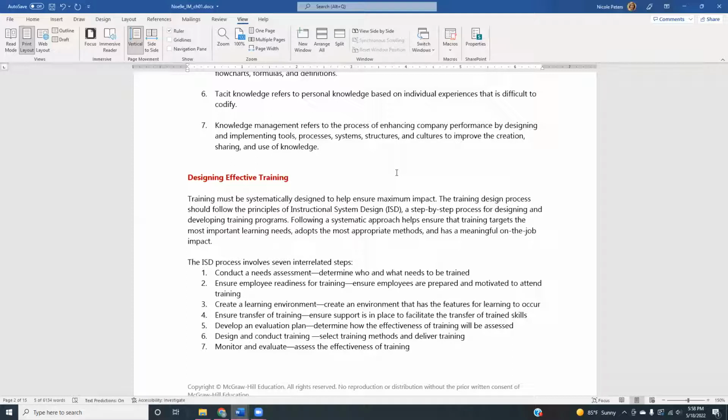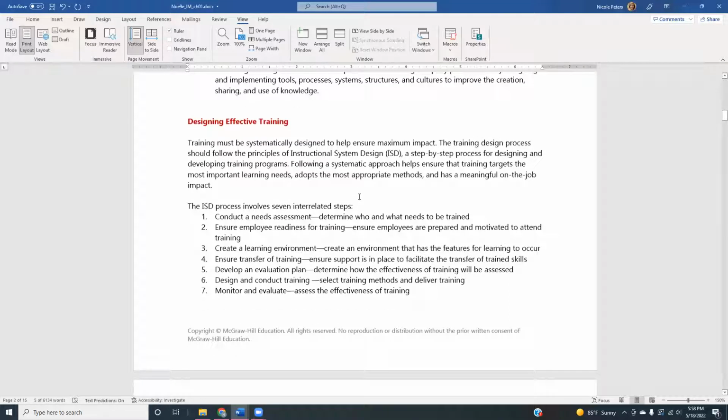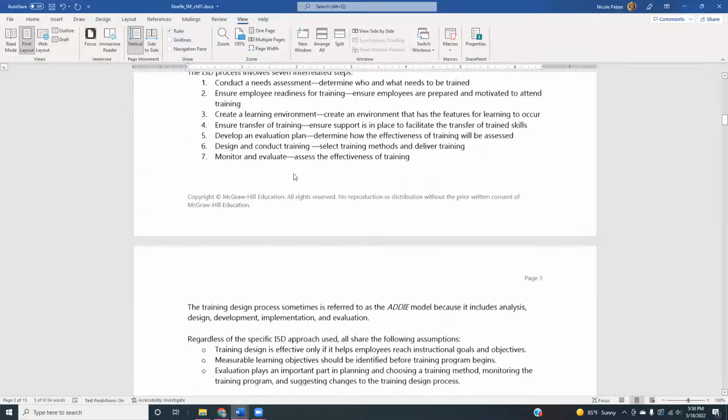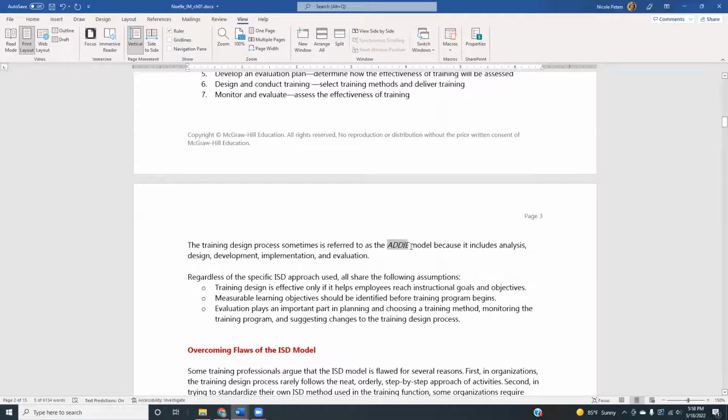And so the training design process should really follow the principles of what's known as the Instructional System Design, ISD, which is a step-by-step process for designing and developing training programs. And there are 7 steps included, and here they are. I'll let you read about those 7 steps in the textbook, but you'll want to make sure that you definitely take note of these because they will show up on that final project. In addition to ISD, you will also learn about the ADDIE model as well.